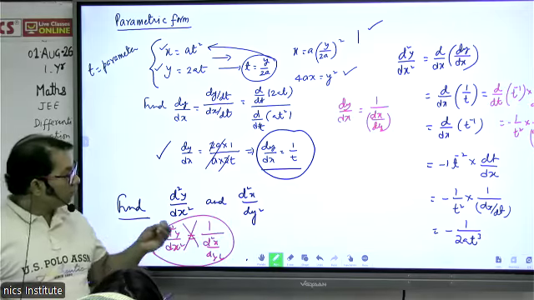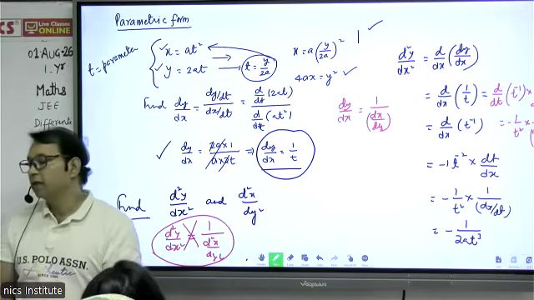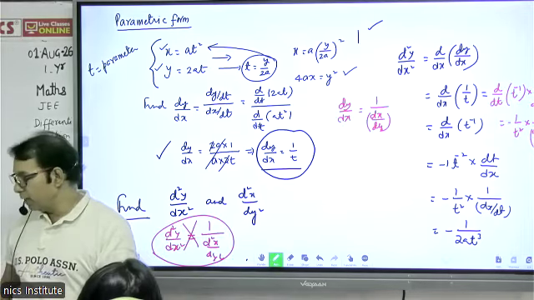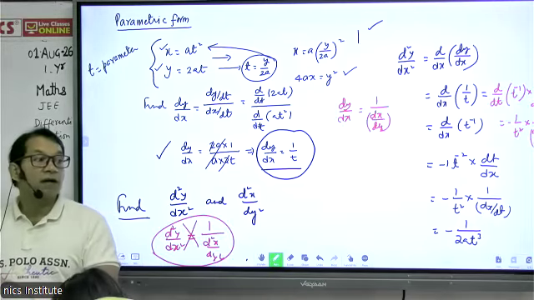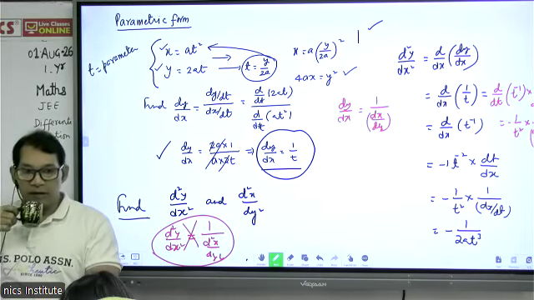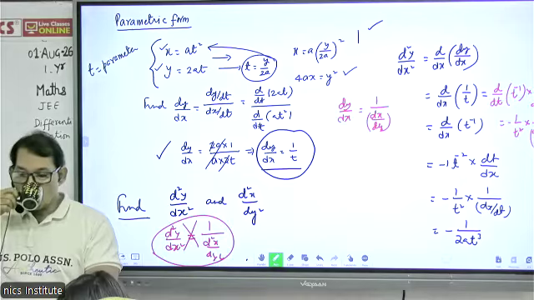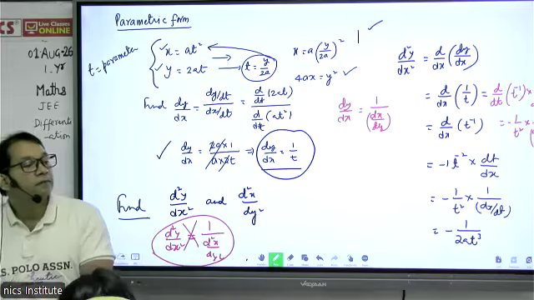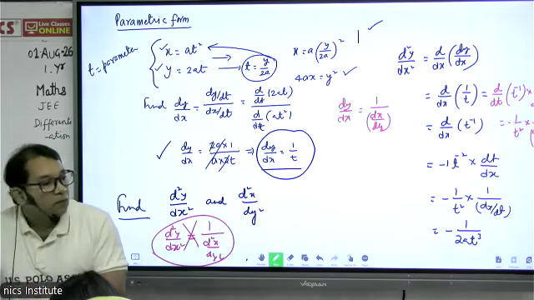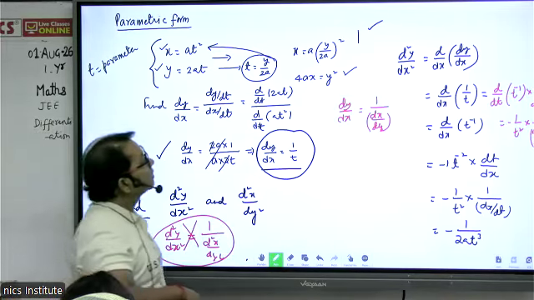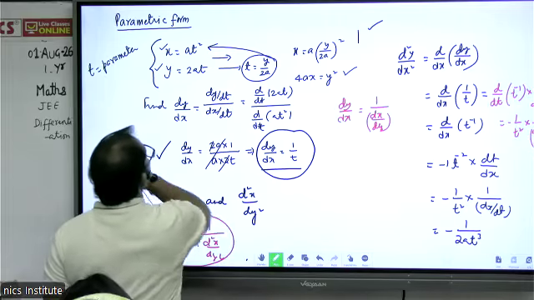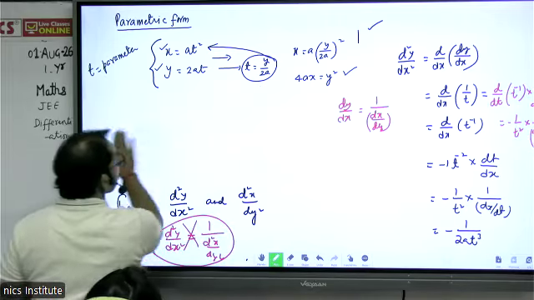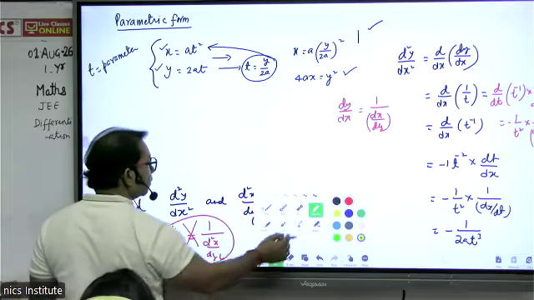Just, okay, do this, find d2x. Everyone find d2x by dy square and tell me the final answer. Answer would be in terms of a and t. Let's see. Yes, 1 upon 2a. 1 by 2a. Let's see. Decide. Yes, no, yes.